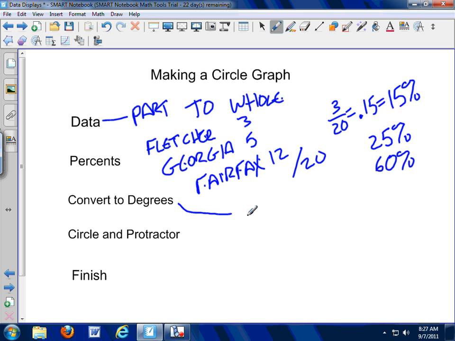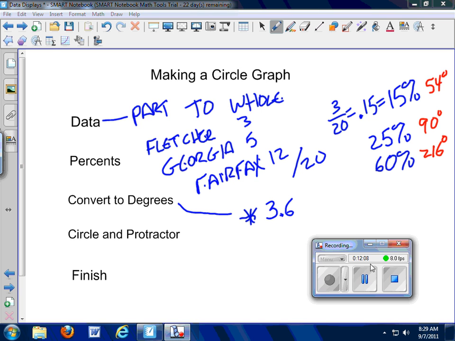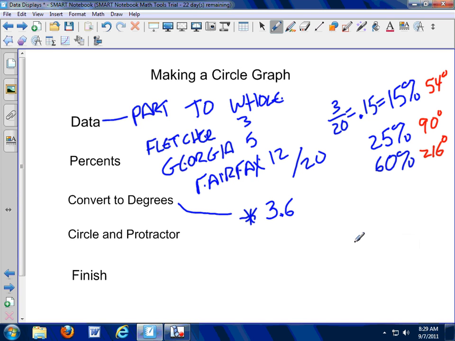Really simply, the way to convert to degrees is we're just going to multiply all of our numbers by 3.6. I can explain why, but for right now, let's just go with that's what we're going to do. I just did that quick while we're off camera, so to speak. So 15% represents 54 degrees in my circle, 25% represents 90 degrees, and 60% represents 216 degrees in my circle.